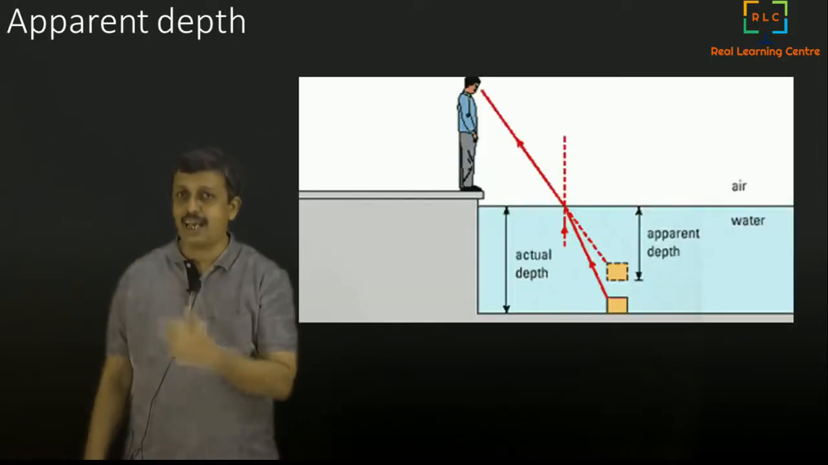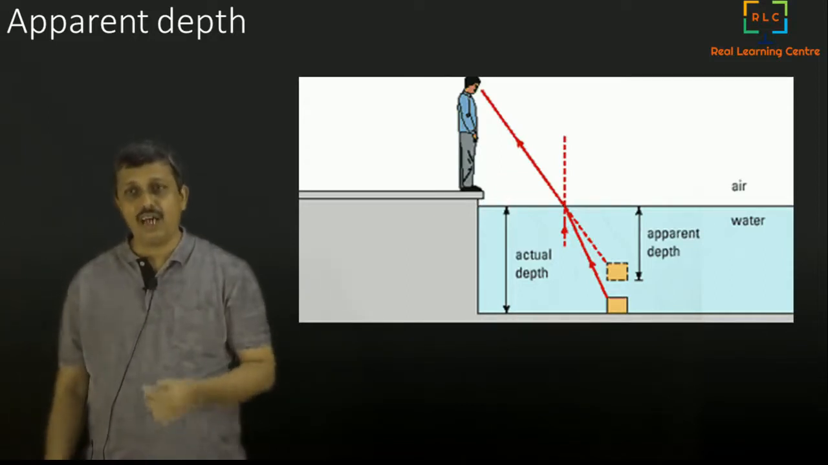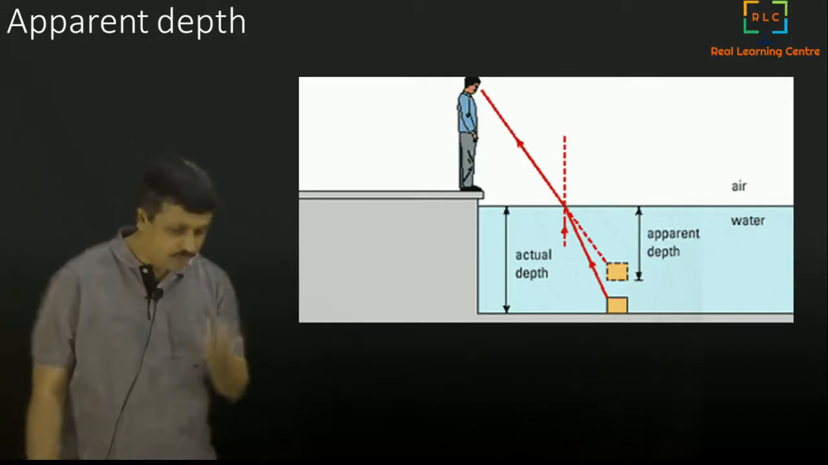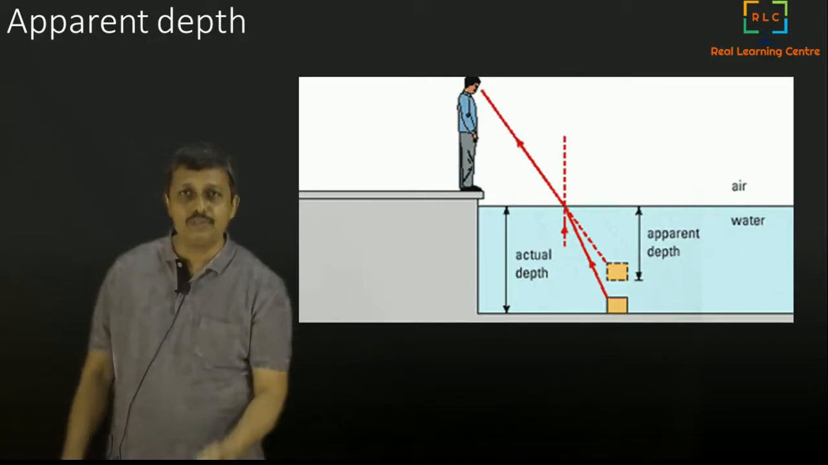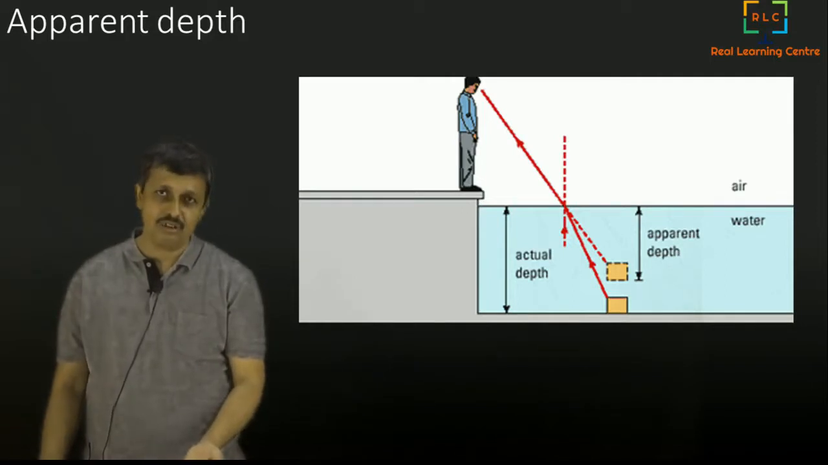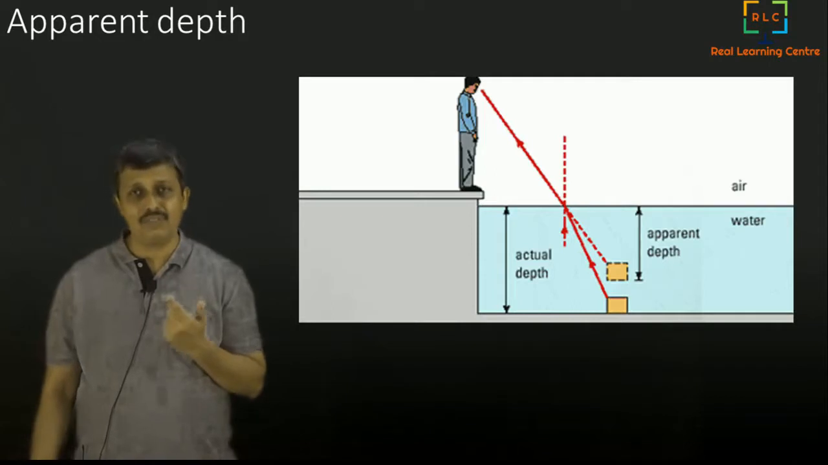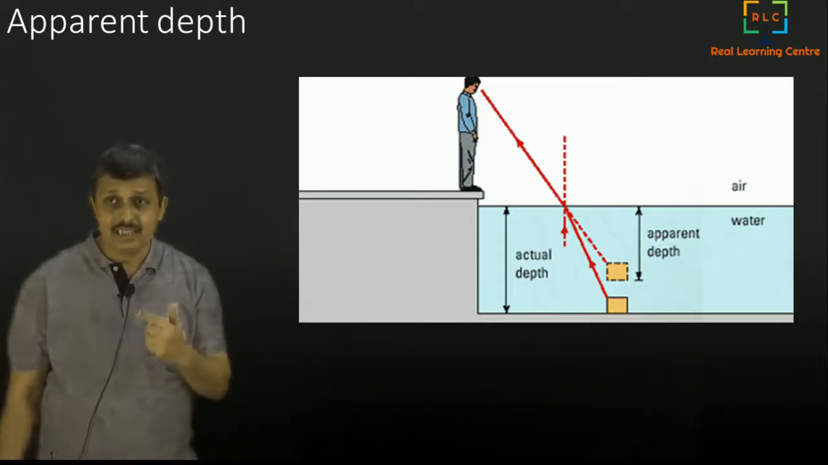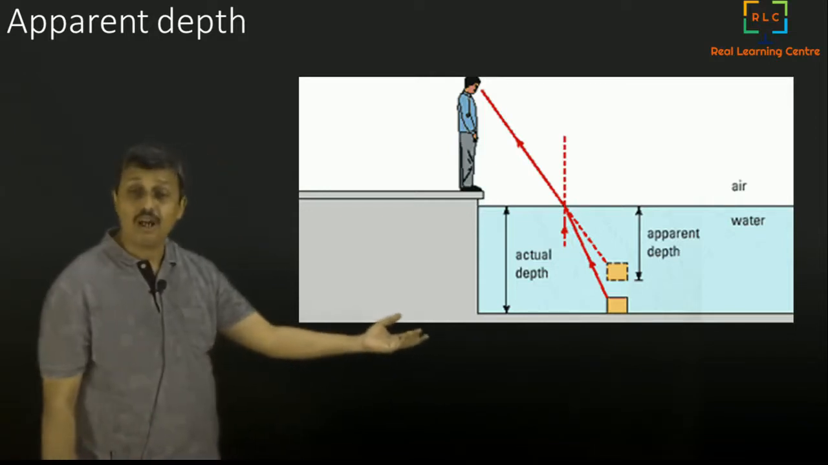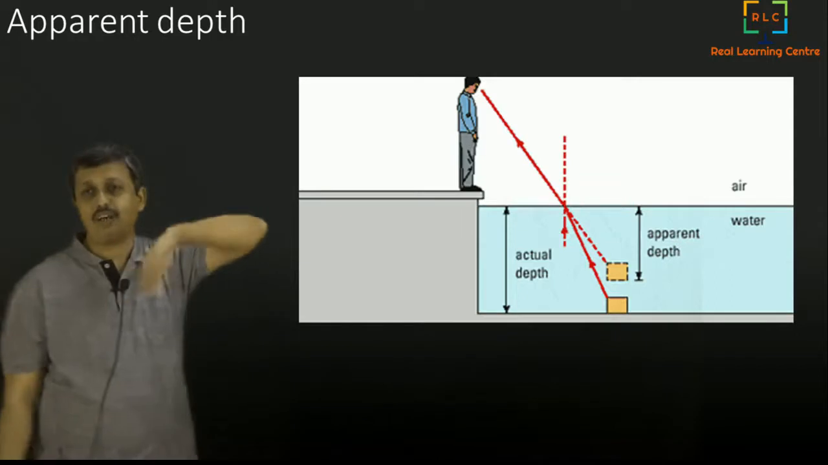Another thing that happens is what we call apparent depth. I think everybody would have observed, even in the swimming pool, if you see the swimming pool bottom, if you keep something, its depth looks less than what it actually is. So why does that happen? Very simple. The light actually is not coming from my eye. Light is coming from the object, and when it comes out, it bends away from the normal.